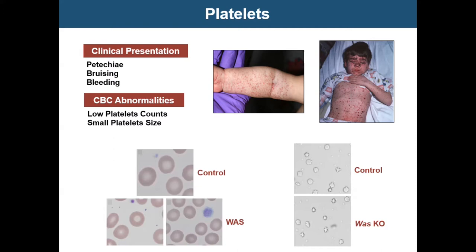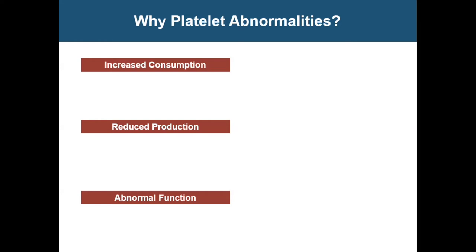So why do we have these platelet abnormalities? We certainly have increased consumption, reduced production, and abnormal function. So all the factors that support platelet production and function are affected in this disease. You all know that Wiskott platelets are cleared from the circulation at a higher than normal rate, and we have told you the spleen is responsible for removing the platelets faster than normal because the platelets are abnormal in shape and they are recognized as foreign objects.